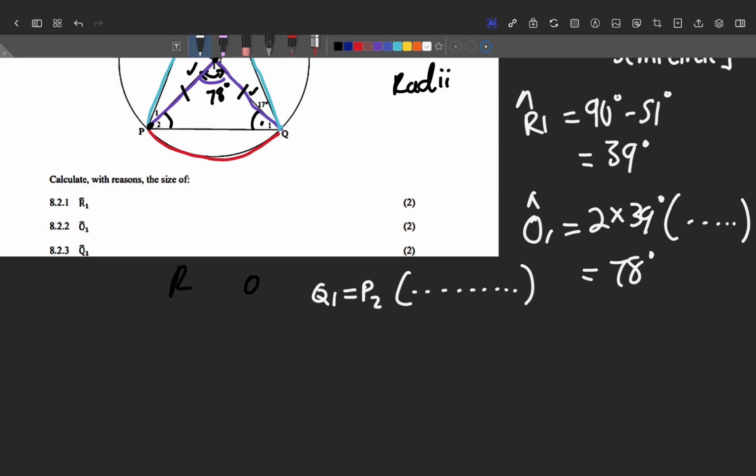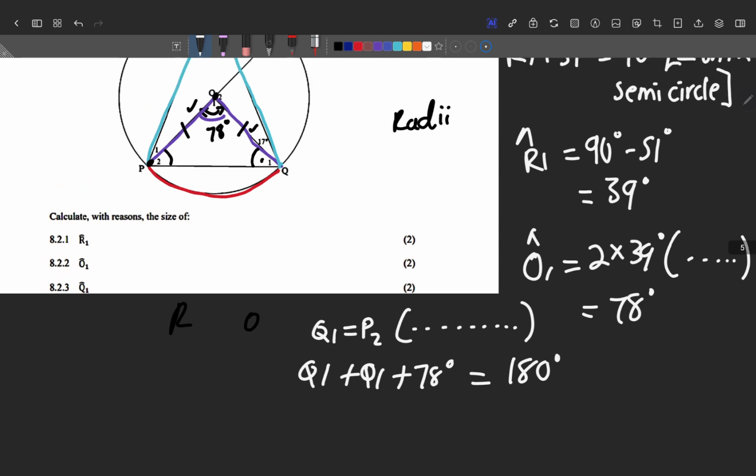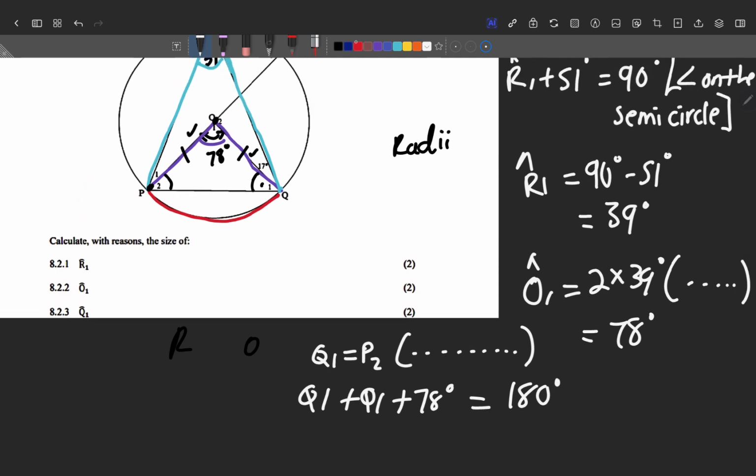Okay, so if they are equal, that means P1 will equal Q1, obviously. So you're going to be left with Q1 plus Q1 plus 78 degrees equals 180 degrees. Why am I saying that? This is my triangle.